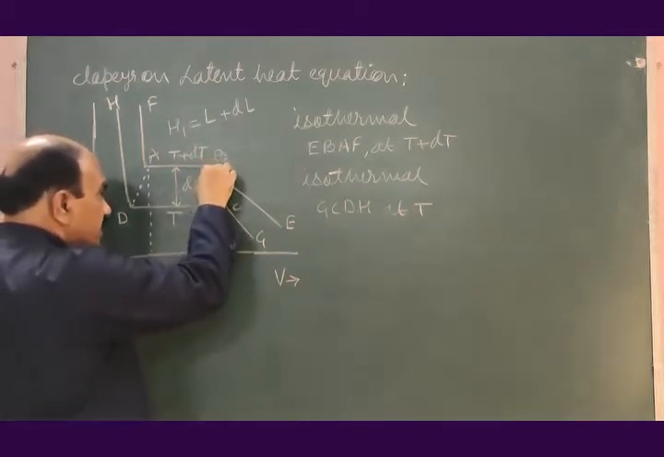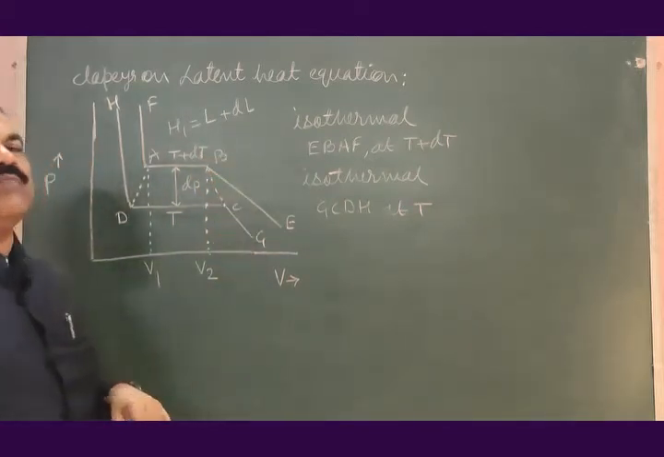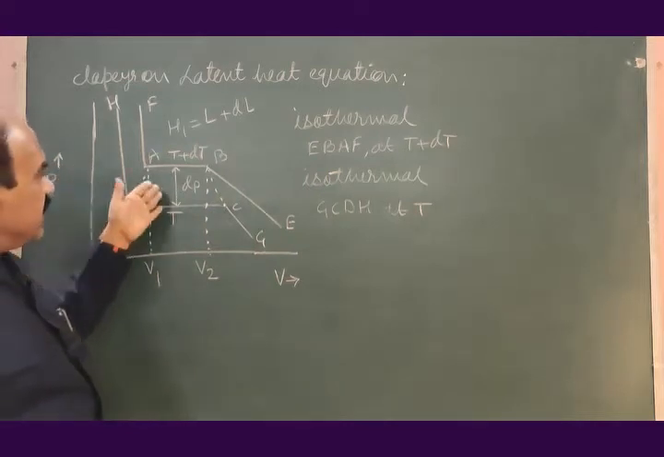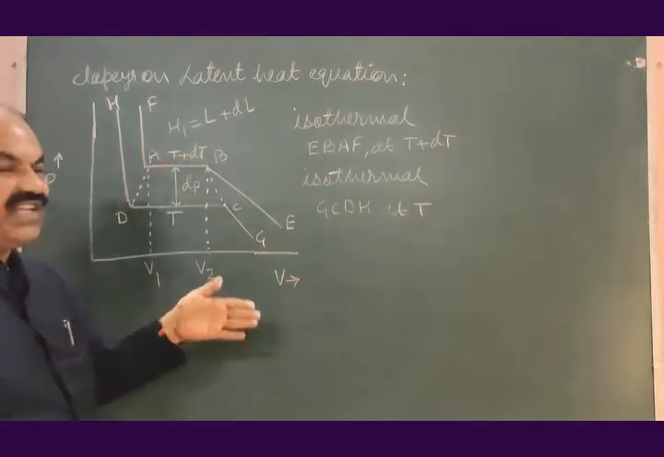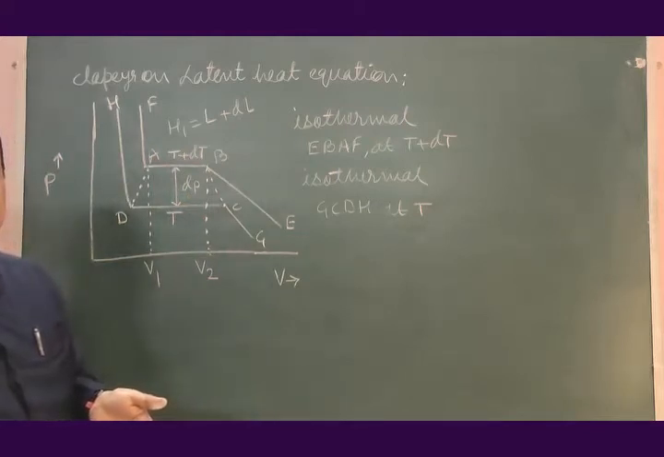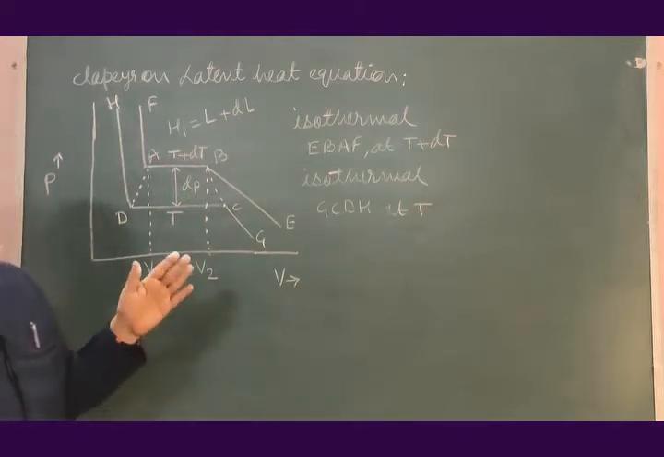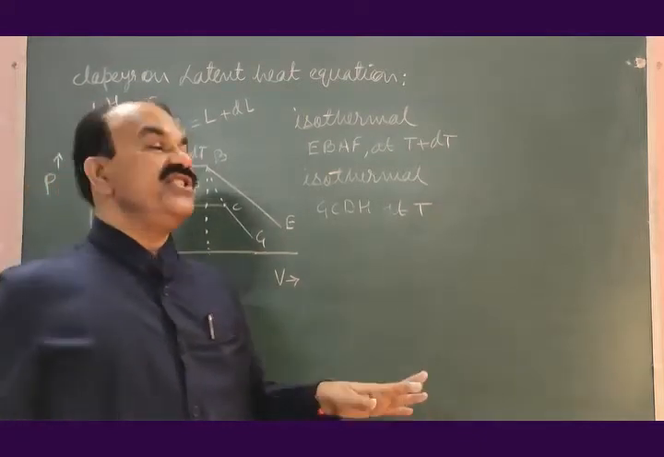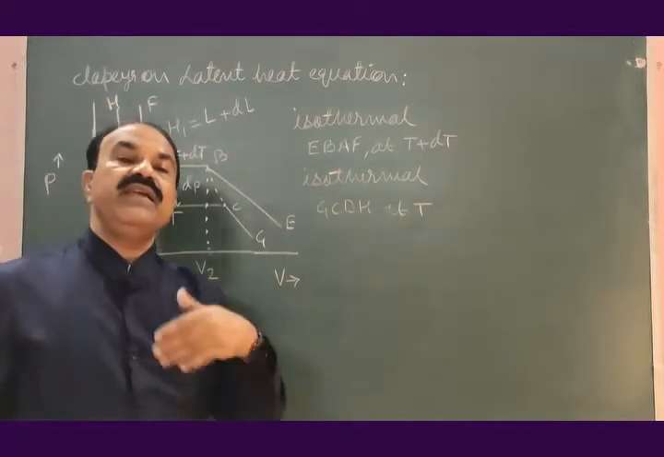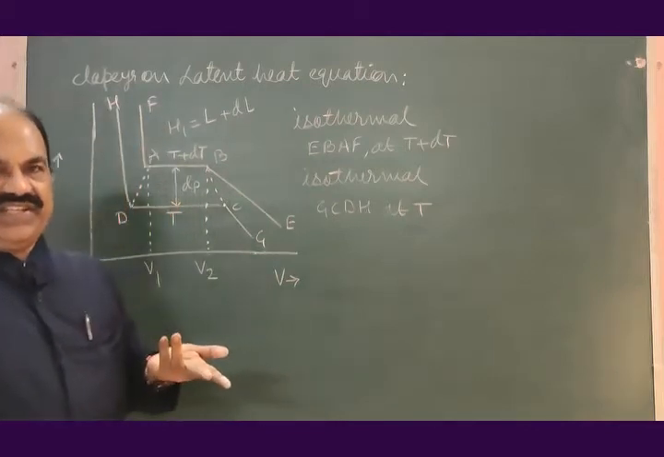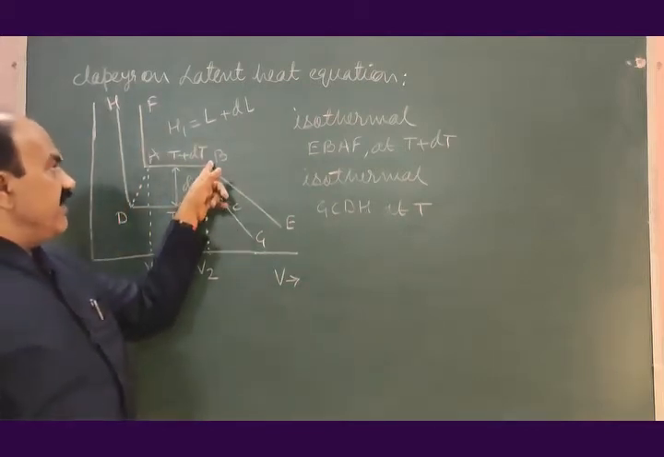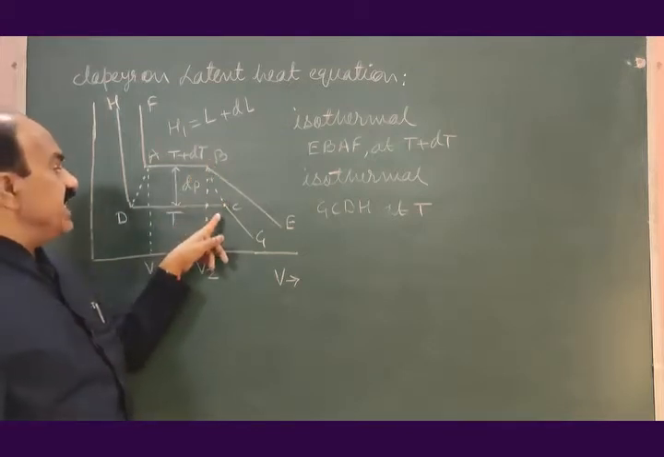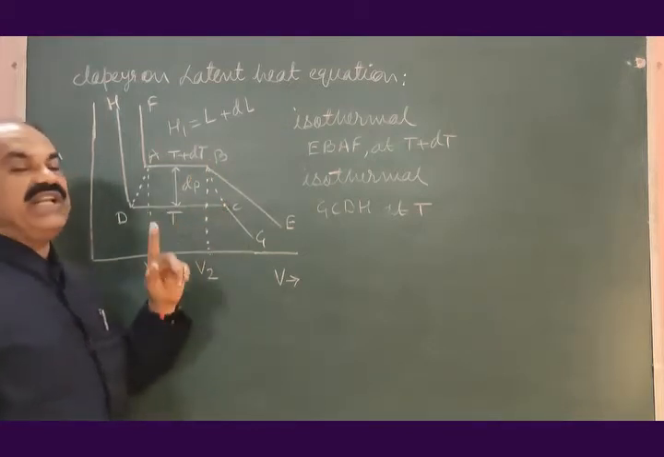From B to C, what will happen? The pressure will decrease, the volume will increase. There is no change in heat energy, so BC will be adiabatic. Temperature at B will be T plus dt, temperature at C will be only T.